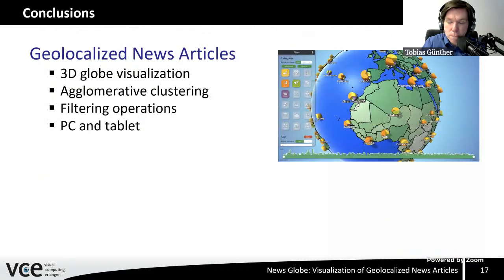So in summary, we presented a method to visualize geolocalized news articles on a global scale. We developed a 3D globe visualization for article exploration. With aggregative hierarchical clustering on the locations, the visualization can adapt its level of detail based on the user's viewpoint, and several filtering options were provided to search by a specific topic, category, or time frame of interest. And we optimized the performance-critical parts of the application to achieve interactive frame rates on both PC and tablet.